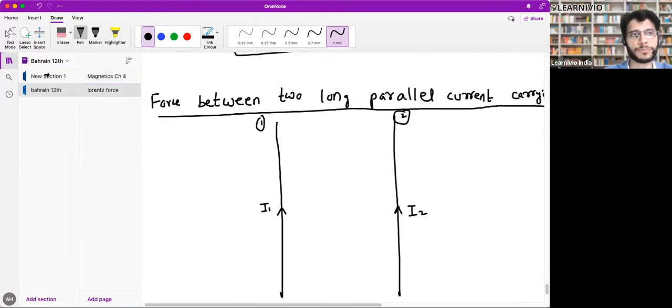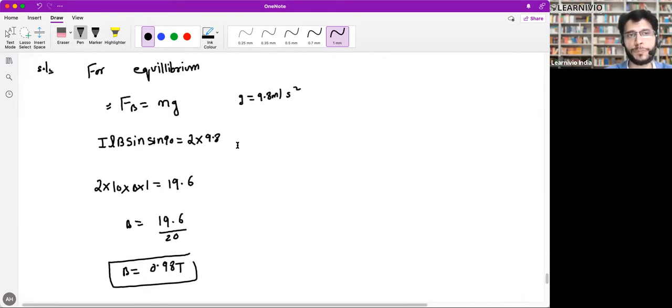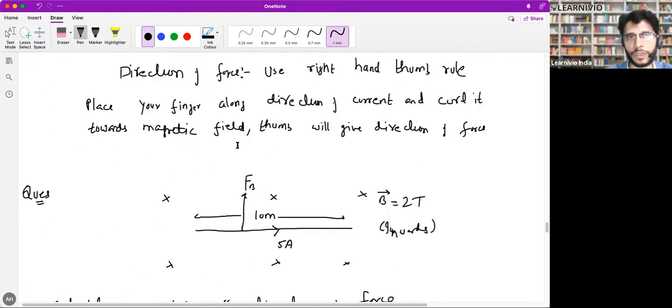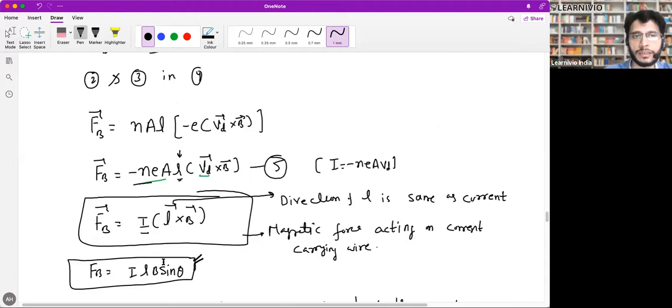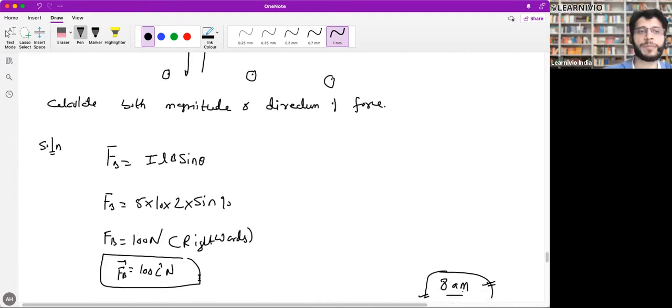Along with this concept, the concept of force: if you place a conductor in a magnetic field, then the magnetic field will exert some force over the conductor, and that force is given by ILB sine theta. But remember, for this force you should have a magnetic field. The conductor will not experience this force in the absence of a magnetic field.